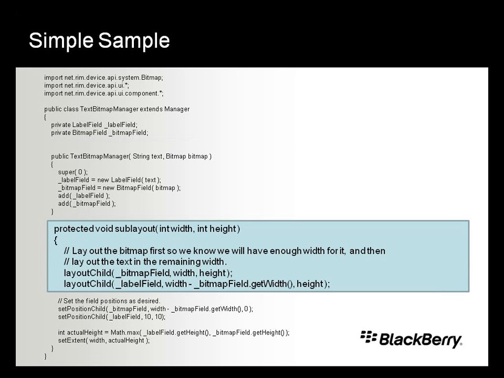Now we need to override the sublayout method. We need to specify the sizes of our components. First, we will specify that the bitmap field will use all available width and the height that it requires, and after that we will specify that the label field will use whatever is left remaining.